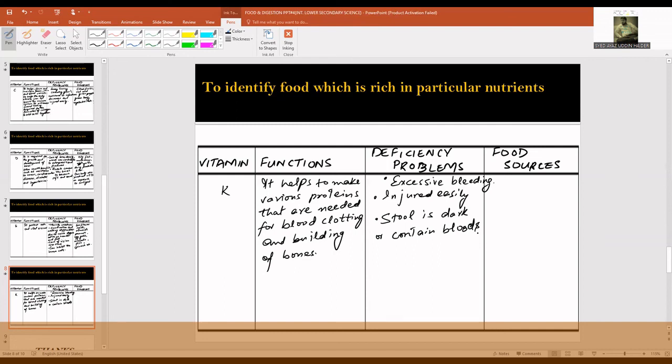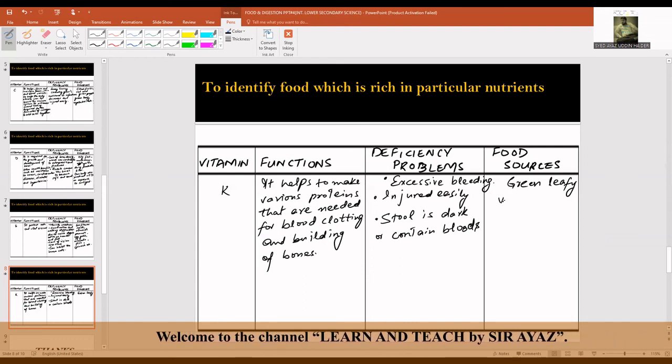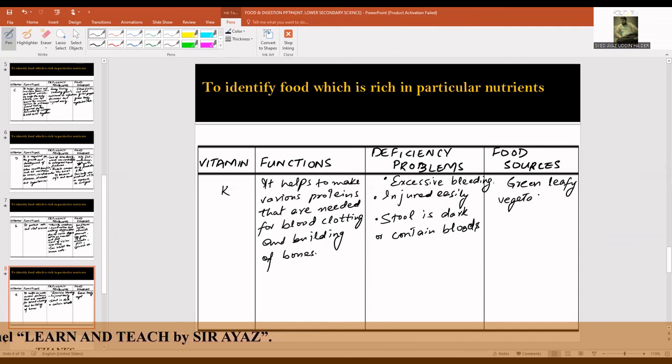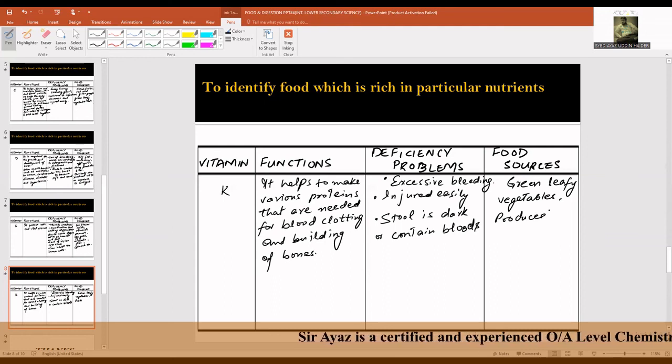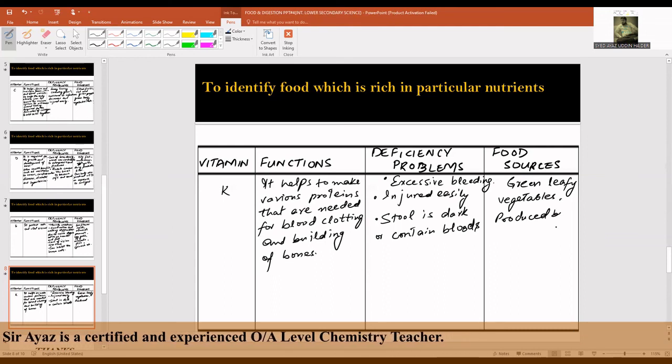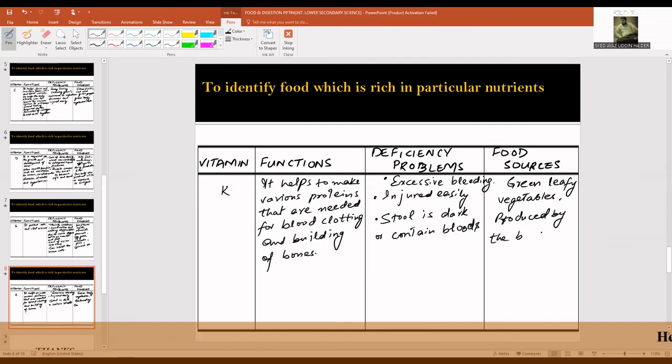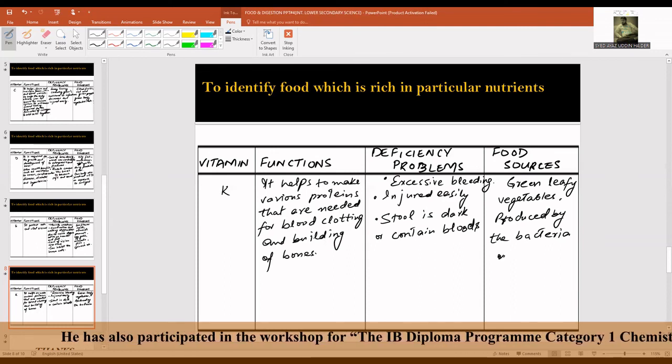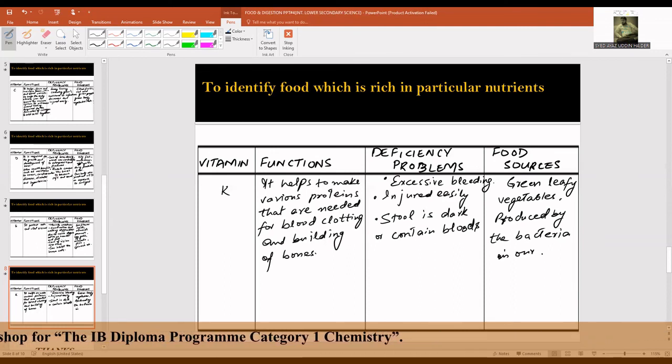Sources include green leafy vegetables. Also produced by bacteria in our gut.